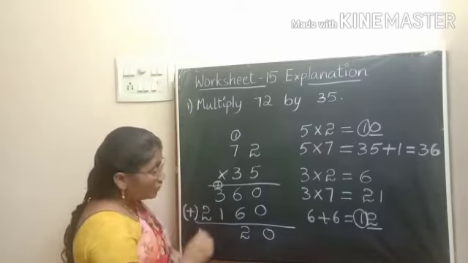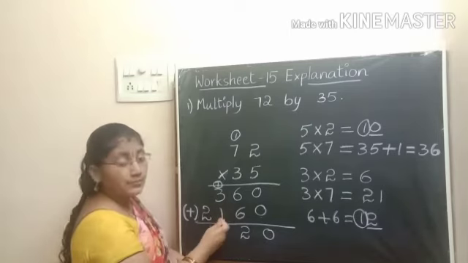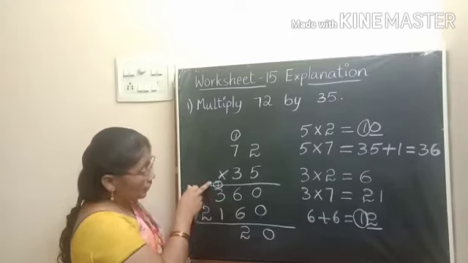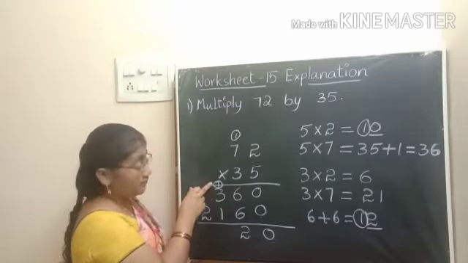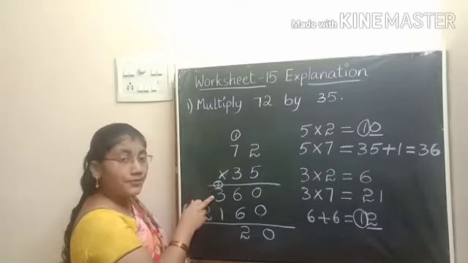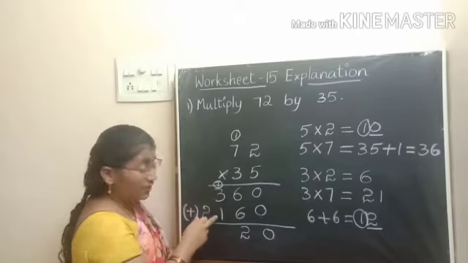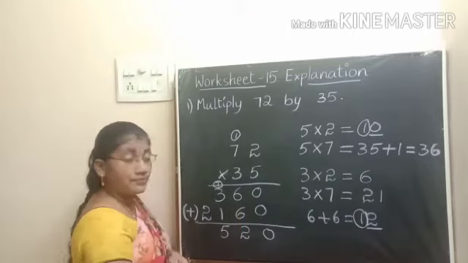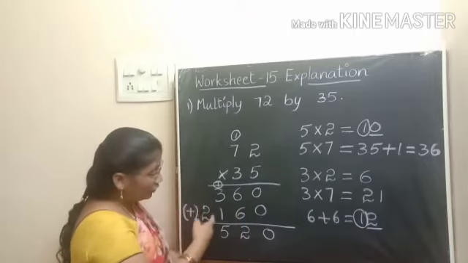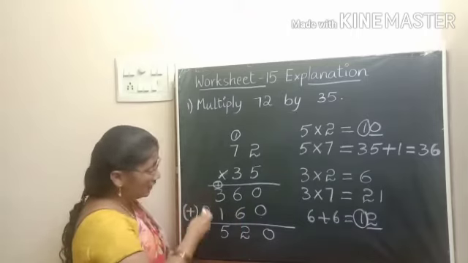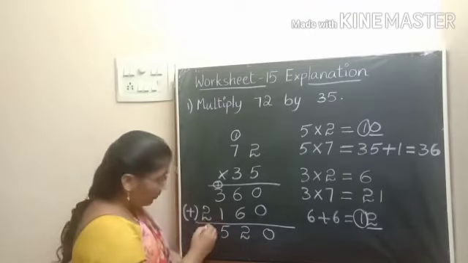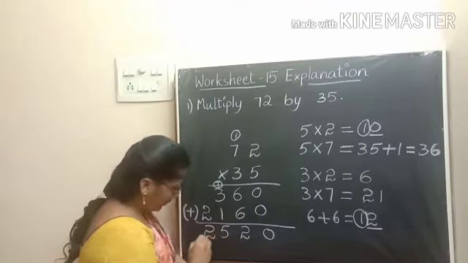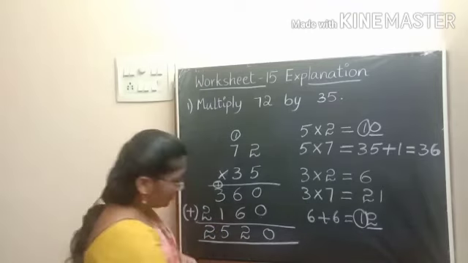Now we should add the digits in hundreds place. So you should start from the carry. 1 plus 3, 4. 4 plus 1, 5. There is no carry. Next, we have 2 in thousands place. There is no other digit to add, so simply write 2 here. So this is the final result.